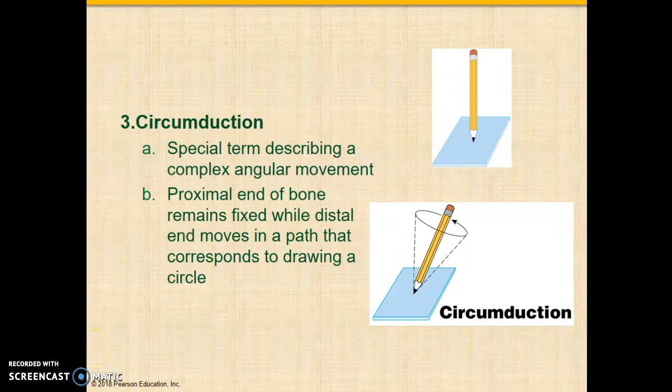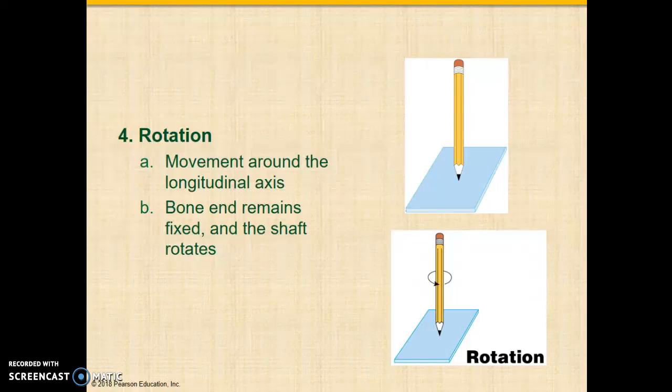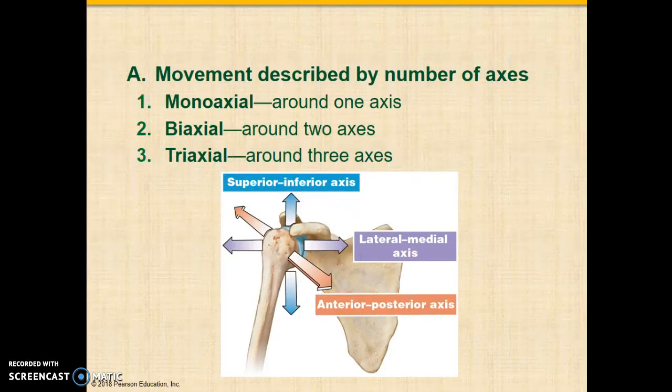Circumduction is, well, this is what you do with your arm when you lift it up and move it into a circle. Circumduction. Rotation is movement around the longitudinal axis, such as turning your head left and right. Movement can also be described by the number of axes. Monoaxial, around one axis, biaxial, triaxial.